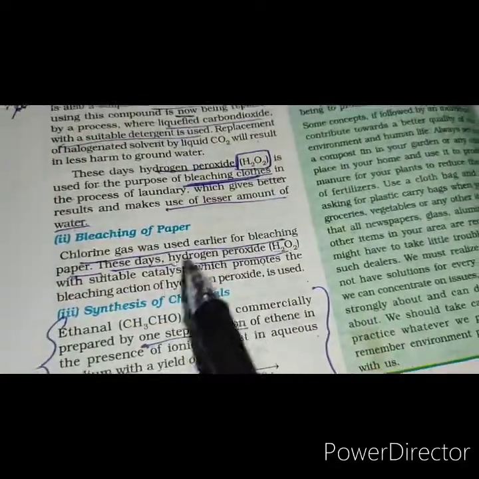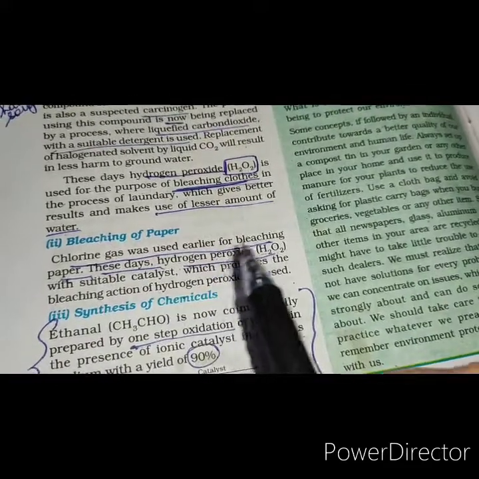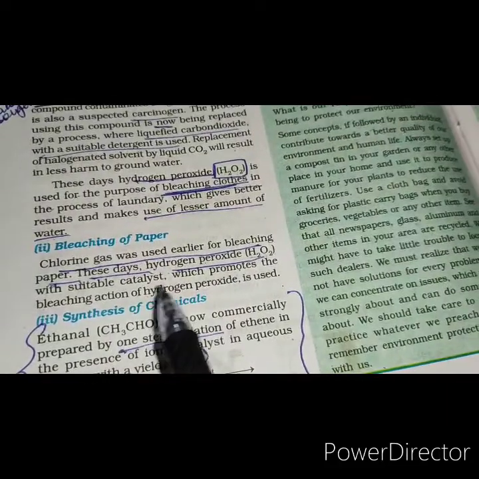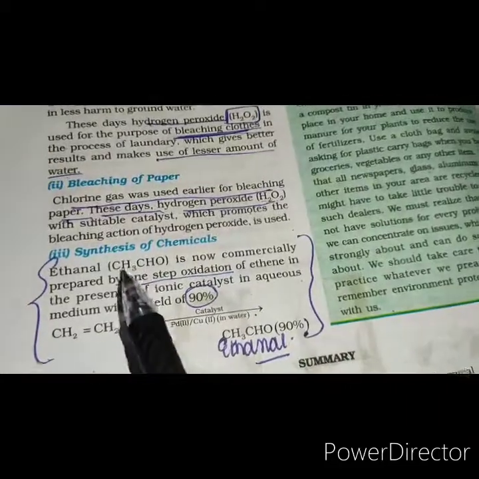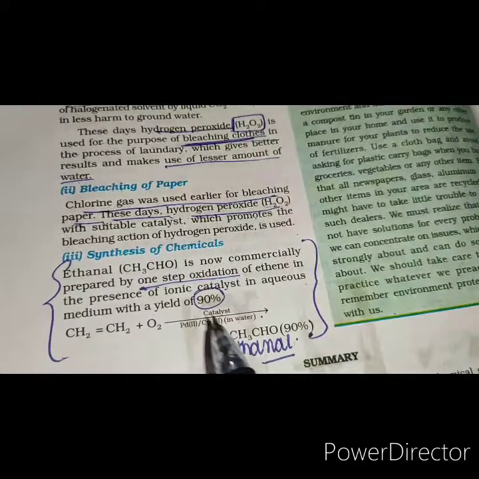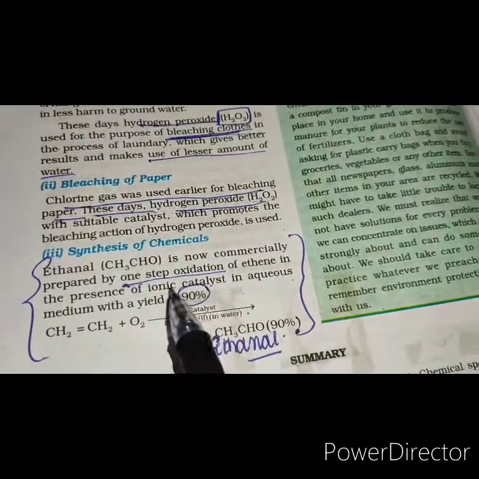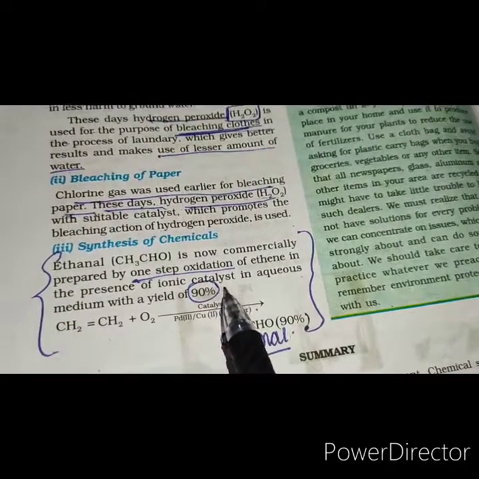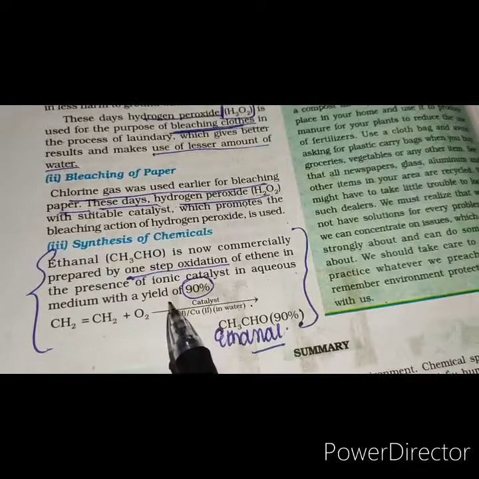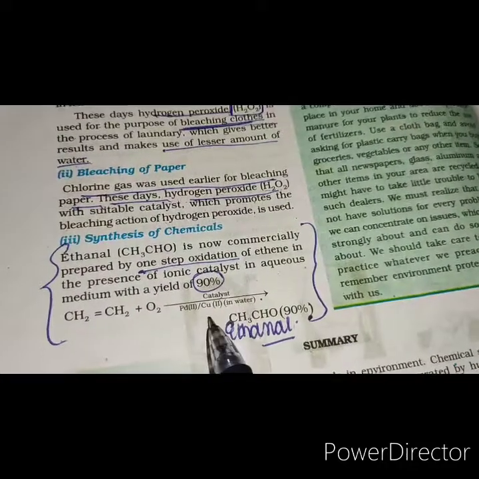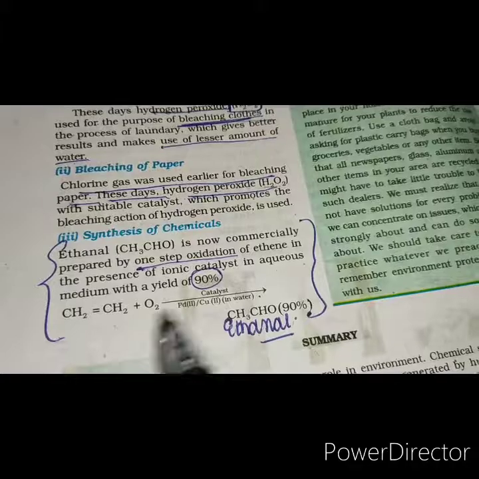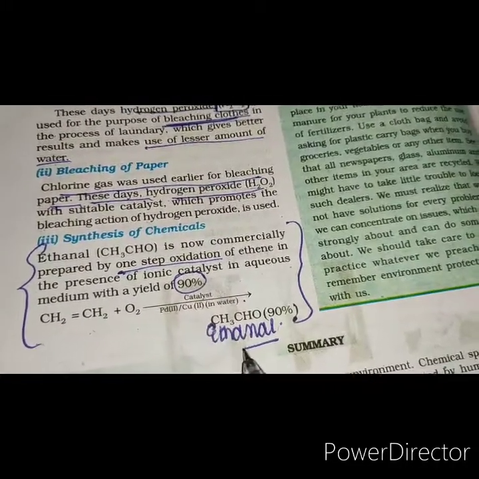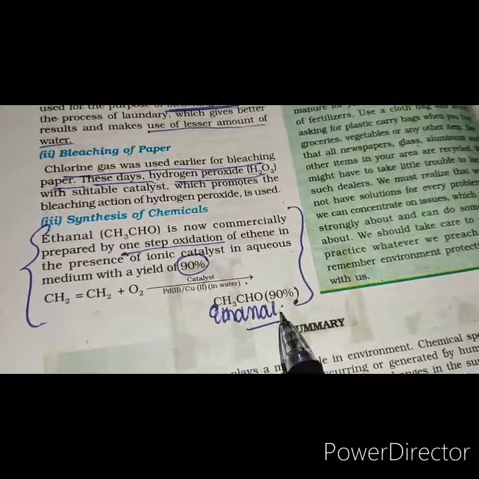Bleaching of paper. Chlorine gas was earlier used for bleaching, but nowadays hydrogen peroxide with a suitable catalyst is preferred. Synthesis of chemicals. Ethanol is commercially prepared by one-step oxidation of ethene in the presence of an ionic catalyst in aqueous medium with a yield of 90%. So the medium used is water. Ethene combines with oxygen in the presence of a catalyst and forms ethanol, and the yield is 90%.